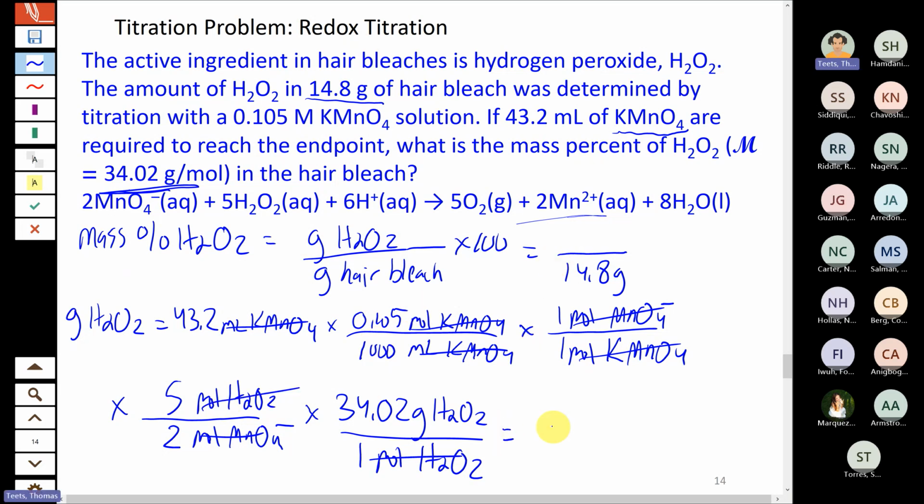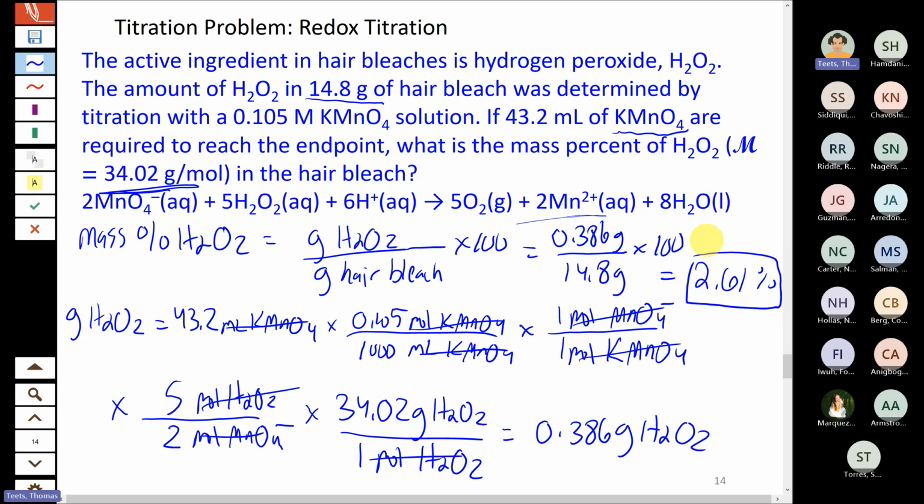And so when we work all that across, we get 0.386 grams of hydrogen peroxide. So that's the number we're going to put up here in the numerator, 0.386 grams, multiplied by 100, and we get 2.61%. So 2.61% by mass of our hair bleach is hydrogen peroxide.